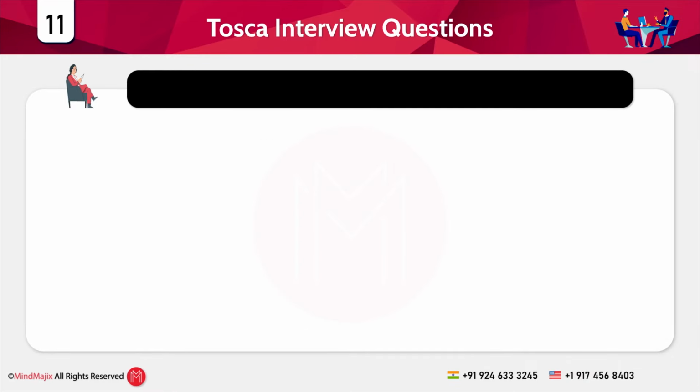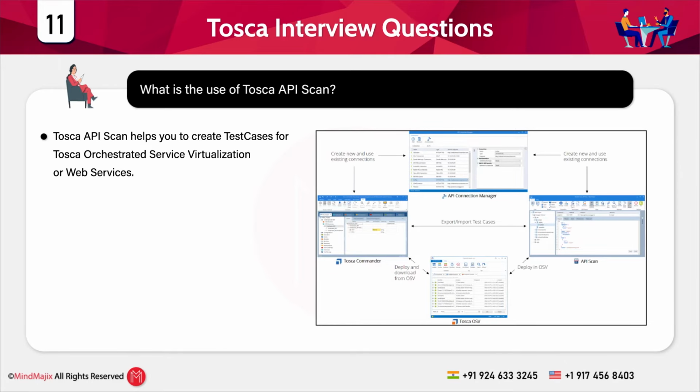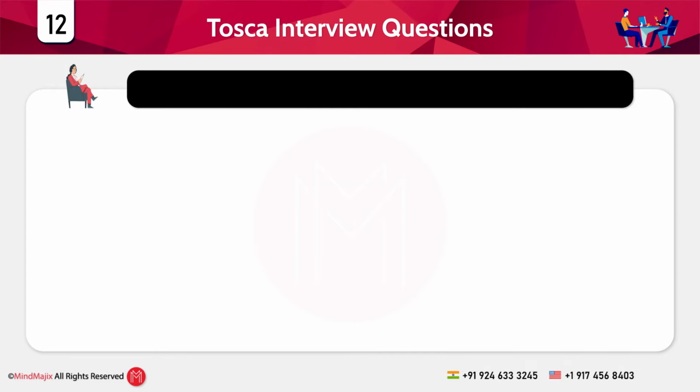The next question is, what is the use of Tosca API Scan? Tosca API Scan helps you to create test cases for Tosca Orchestrated Service Virtualization or web services. So we can scan the API definitions, validate messages, and save them in the test cases. Let's move to the next question.